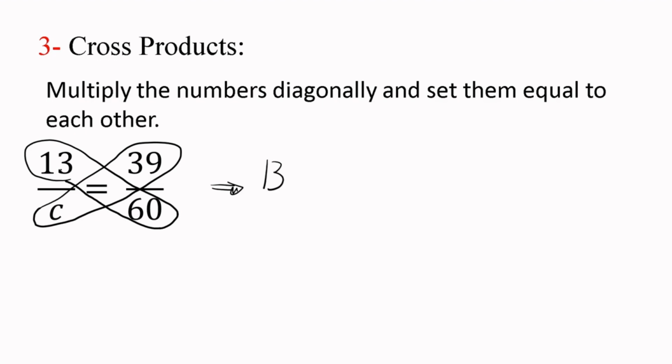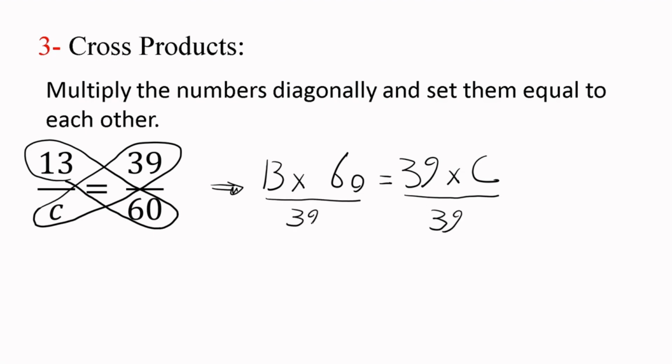So I'm going to have 13 times 60. Look, first numerator multiplied by second denominator is equal to 39 times c. Now I must make the coefficient of the variable 1. Here I have 39, so I must divide this side by 39. And on the other hand, the first side by 39 as well. So these two will be cancelled by each other out. And I'm going to have c is equal to 13 times 60 over 39.